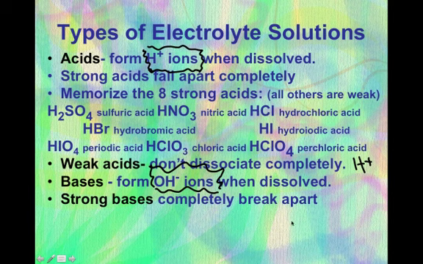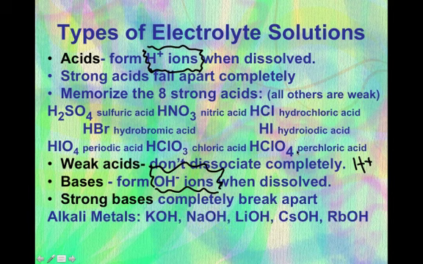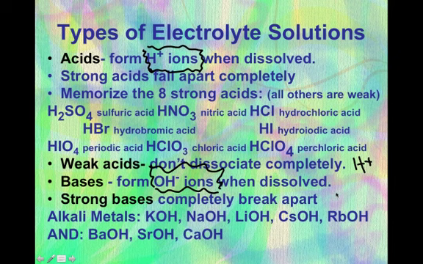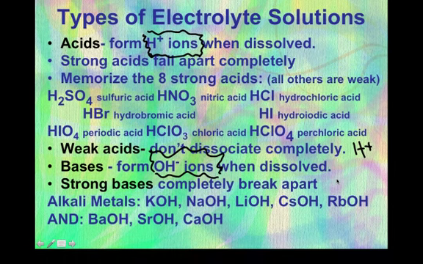Strong bases are those that completely break apart. Again, they get split up into their ions. So here's the strong bases. Those that are formed from alkali metals, so lithium, sodium, potassium, cesium, and rubidium. And then 3 more: barium, strontium, and calcium. You've seen those guys, that gang of 3 before.